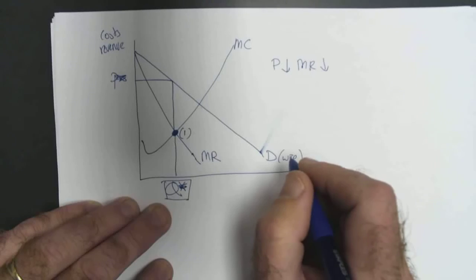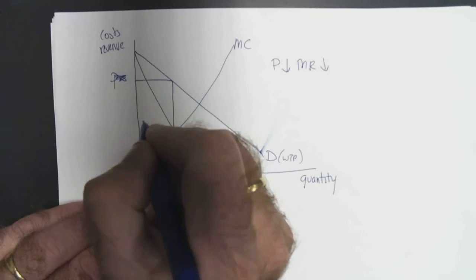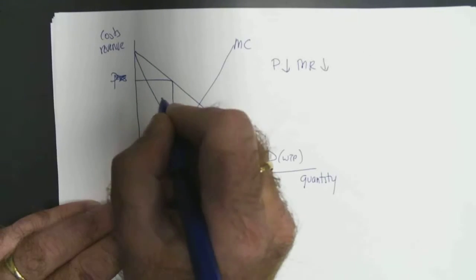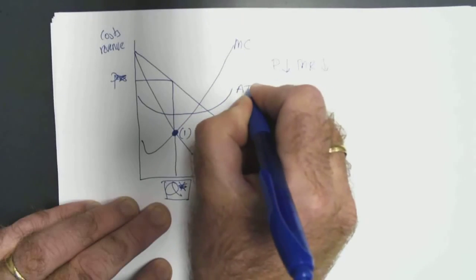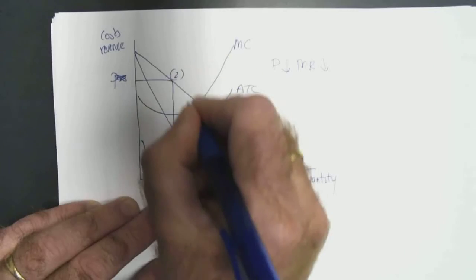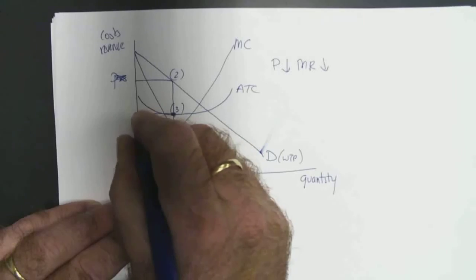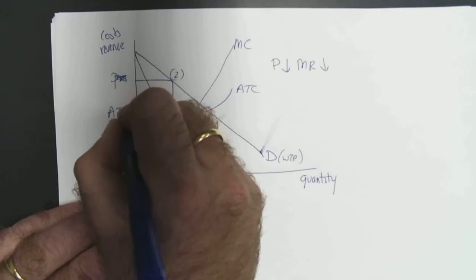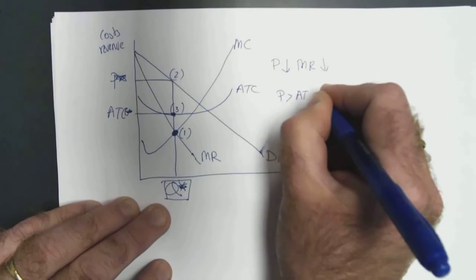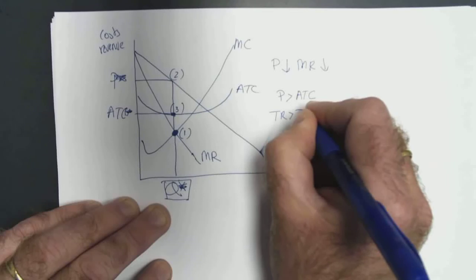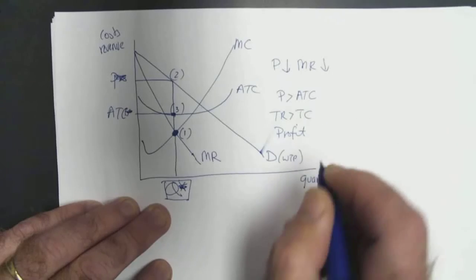Now, we need to know if this firm is making a profit or not. So what we can do is go ahead and use our ATC curve. In this case, we're going to draw our ATC curve like this. So what we're going to show is that this is where Q star hits the ATC curve. So we're going to have ATC star over here. So essentially from this graph, we know that the price is greater than the average total cost, which means that the total revenue exceeds the total cost. So this is a graph showing a firm that's going to maximize profits.